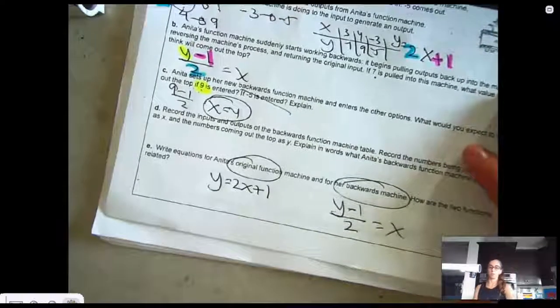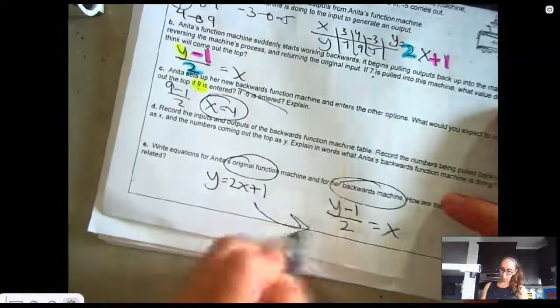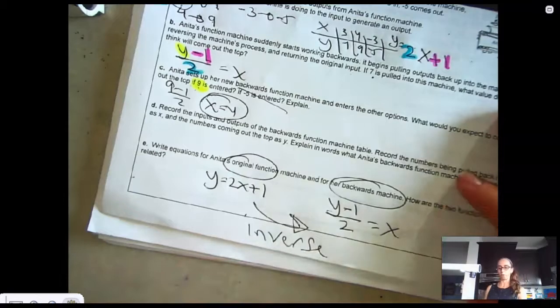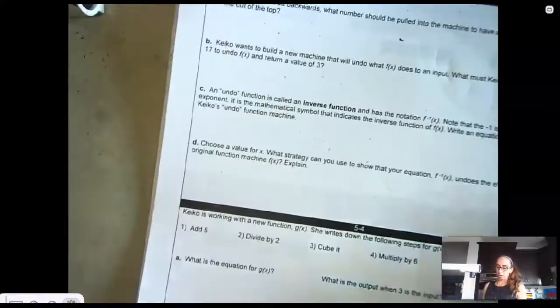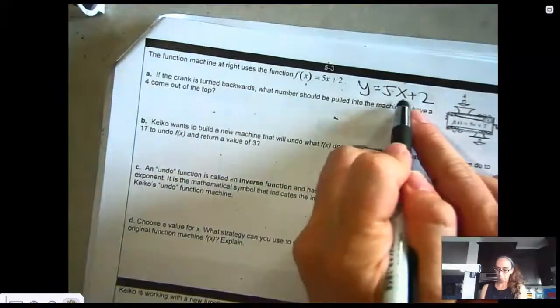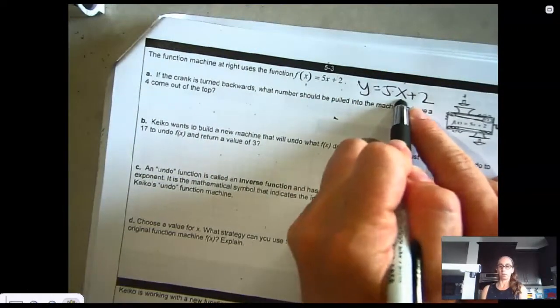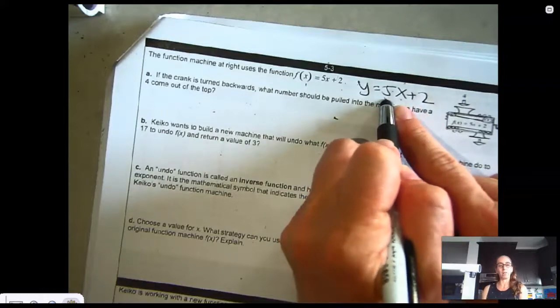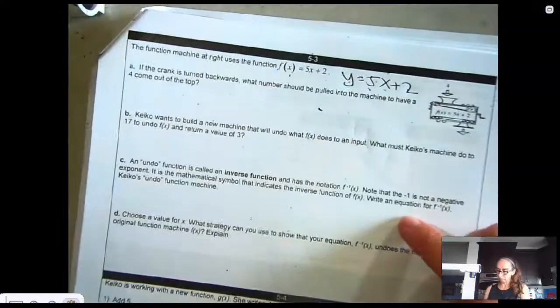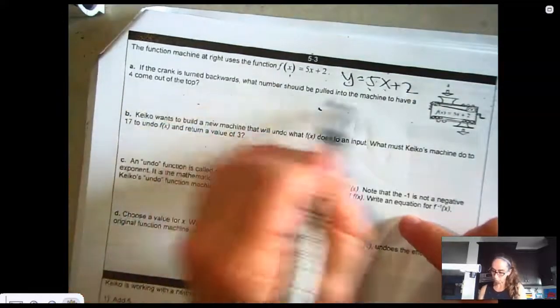And her backwards machine is y minus 1 over 2 equals x. Okay? You're going to be learning that this will be the inverse that we were talking about on the first page. Okay, let's come here. All right, so whenever I see f of x, it's really just y. It might make it easier if you think about it this way. So I'm thinking of a number, I multiply it by 5, and I add 2, and then you get the number. So if the crank is turned backwards, what should be pulled in?